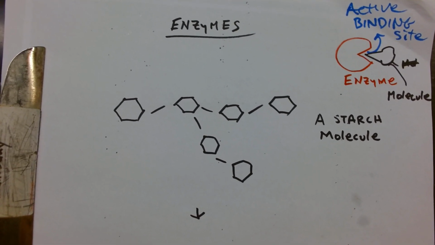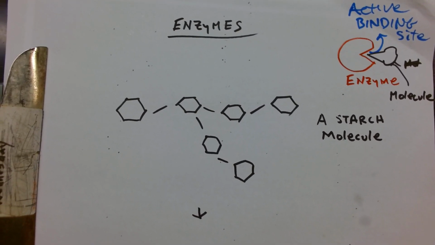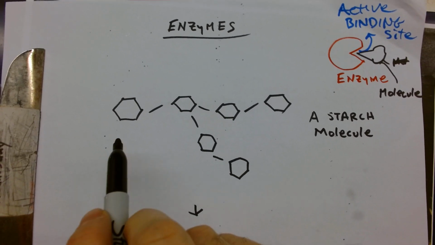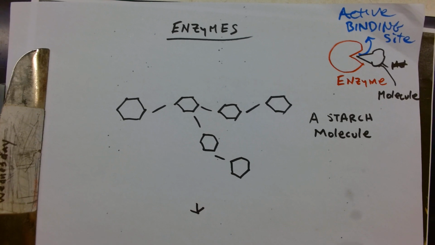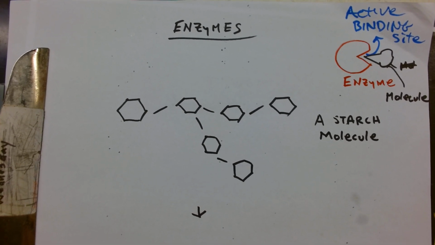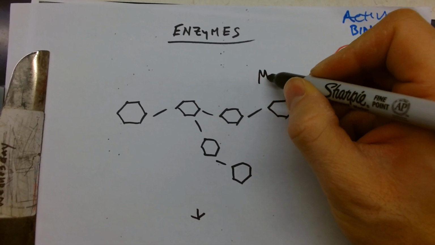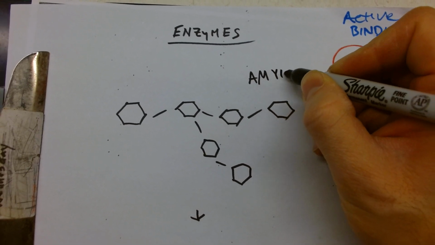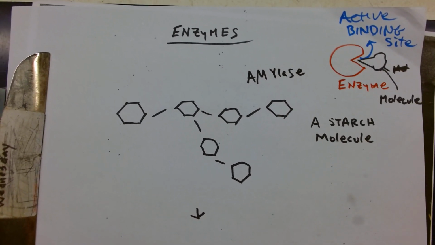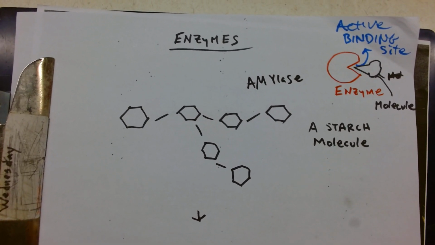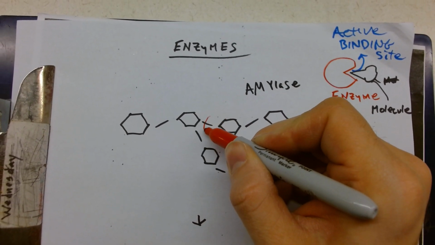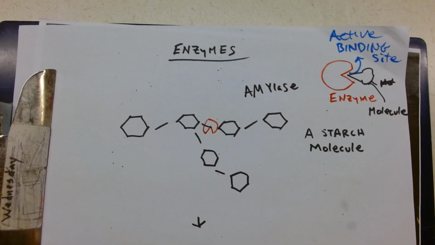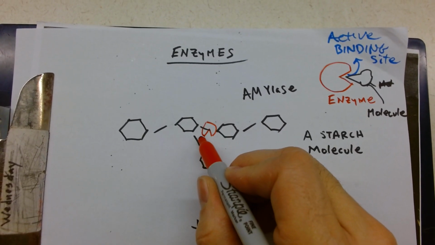It could be anything. It could be a cracker, it could be a pasta, a piece of bread. And we see here we have 1, 2, 3, 4, 5, 6 sugar molecules. And so what the enzyme amylase does is it helps speed up the rate at which the starch can be broken down. So we're going to put an amylase enzyme at a series of spots.